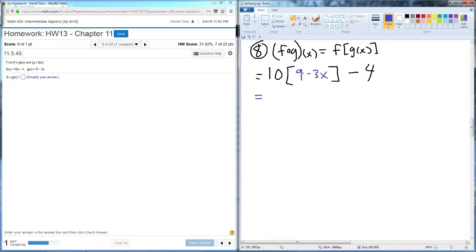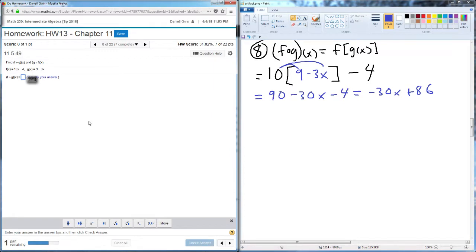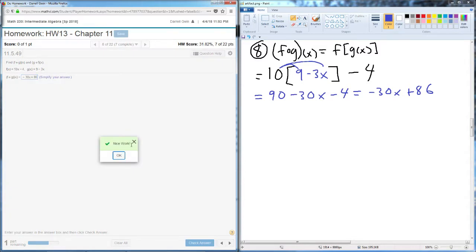Now we're going to distribute. 10 times 9 is 90. 10 times negative 3 is negative 30x. We just have to put this in the right order. Negative 30x first. 90 minus 4 is 86. Negative 30x plus 86. Nice work.